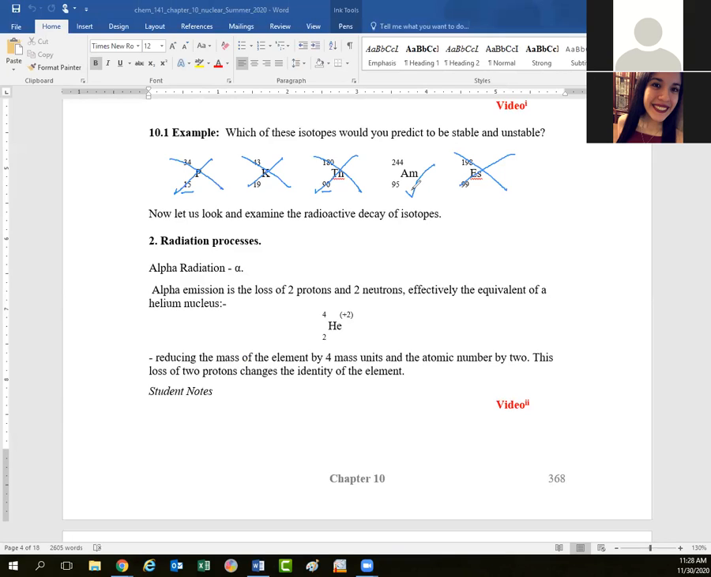Any questions about those ones? So when the atomic number is low, we want an equal number of neutrons to protons. But if the atomic number is high, meaning above 50 or thereabouts, we want to see more neutrons than protons for a stable isotope.